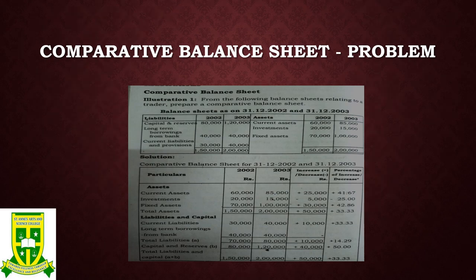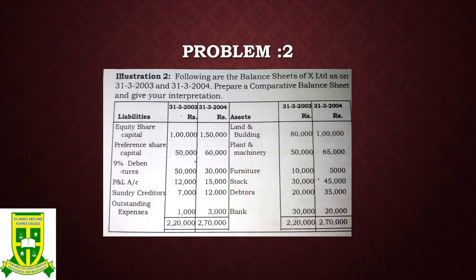Next, we will move on to the next sum. From the following balance sheet of X Limited as on 31/3/2003 and 31/3/2004, prepare a comparative balance sheet and give your interpretation. Before moving on to the sum, you should be thorough with the format of the comparative balance sheet.